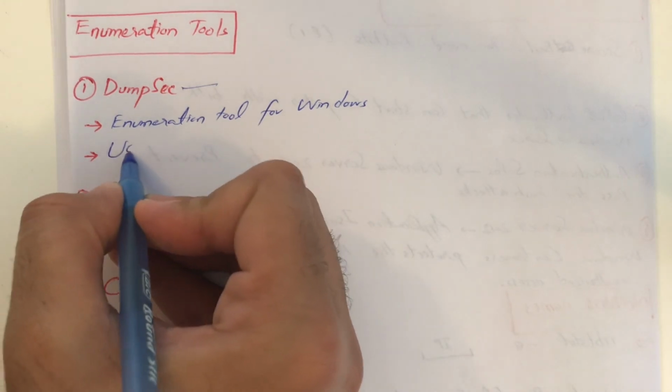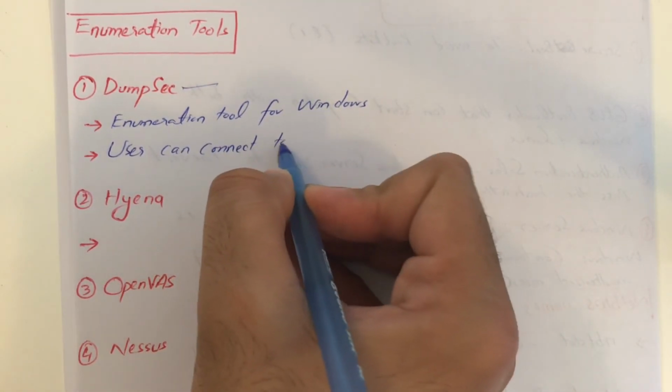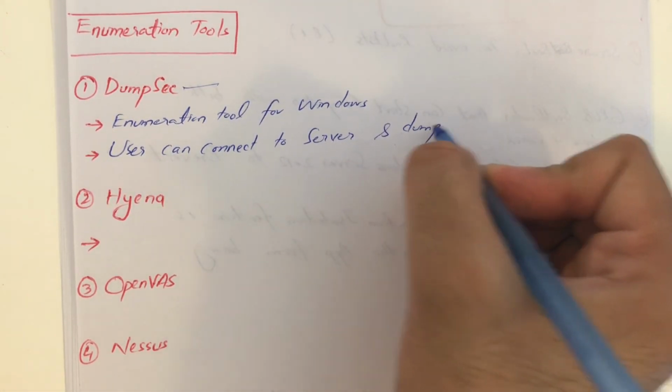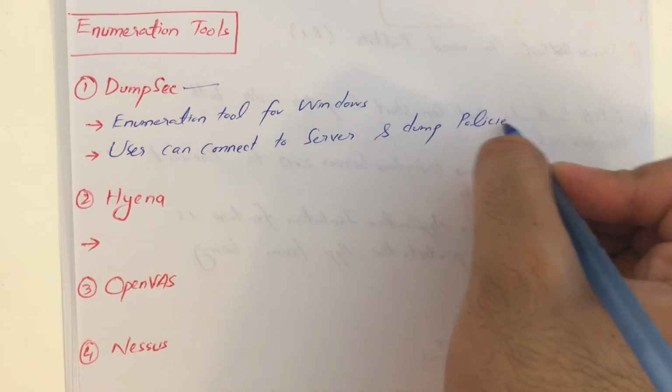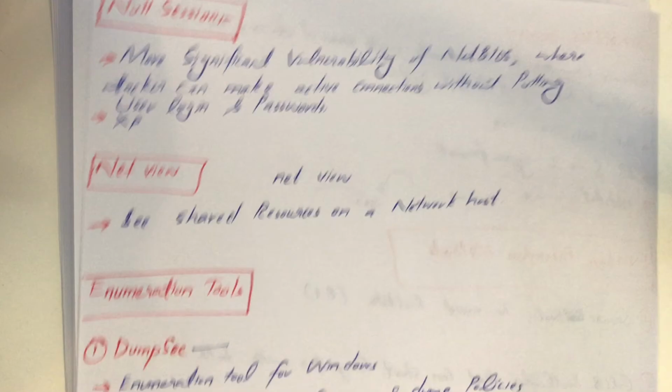So a user can connect to a server and dump the policies. You can dump their username, password and all that stuff. And on the back end, this is what's going on: null session and all that stuff.